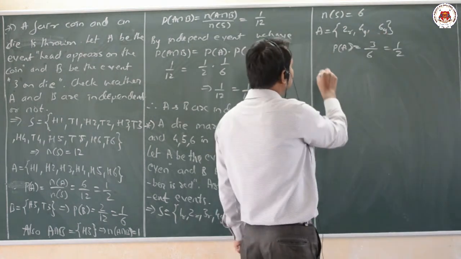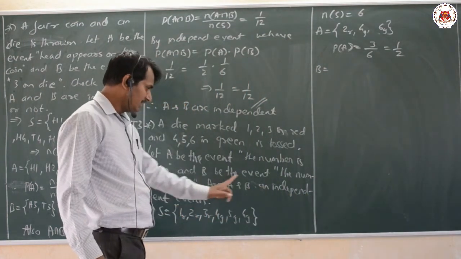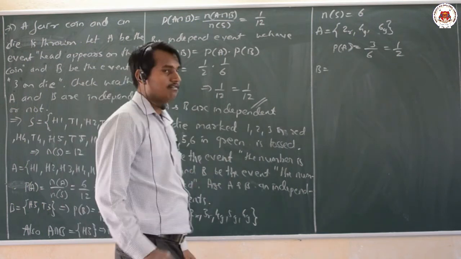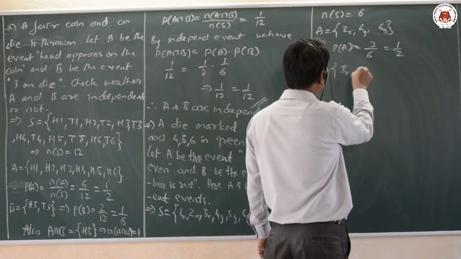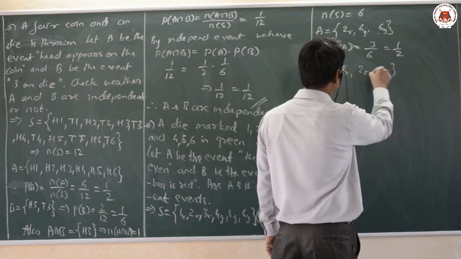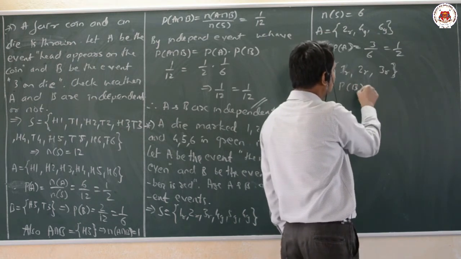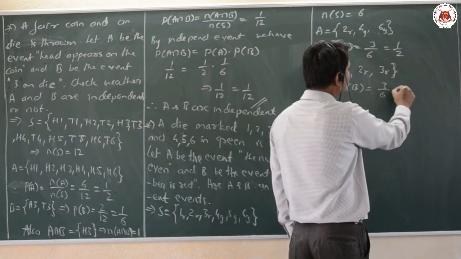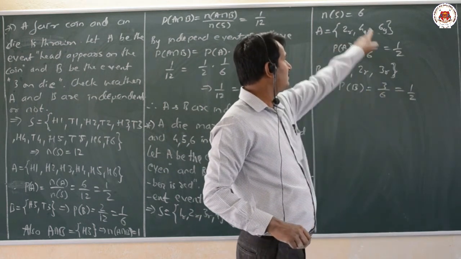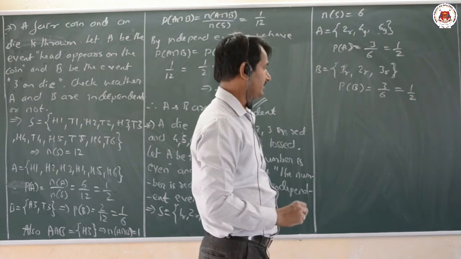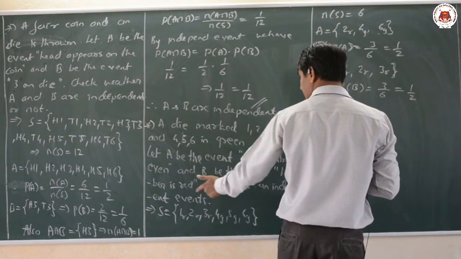Similarly, let B be the event that the number is red. Only red numbers are there, that means 1 red, 2 red, 3 red. Only 3 are there. That means probability of B is equal to 3 divided by 6, that is also 1 by 2. Now for independent events, we have to check whether A and B are independent.